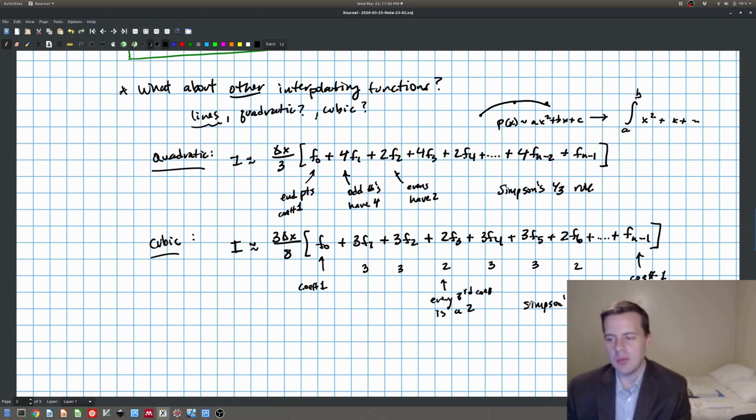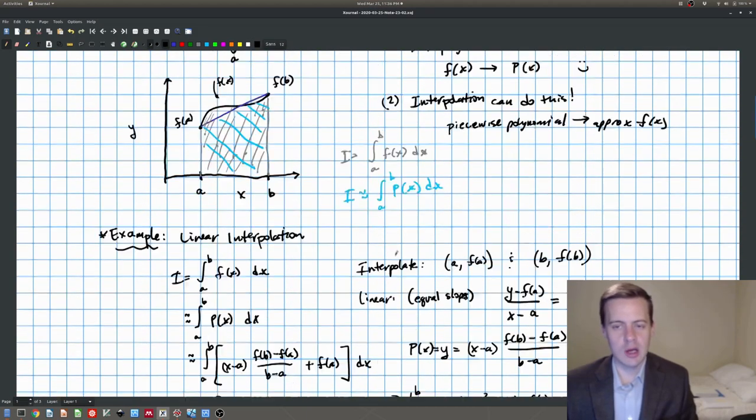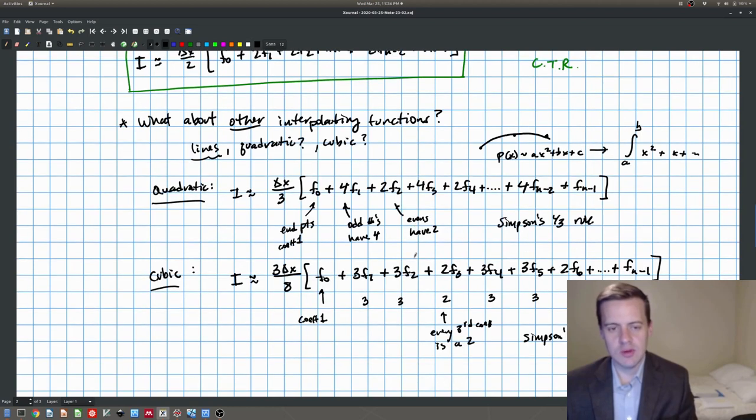It has better accuracy than quadratic, which probably makes sense. So people really like Simpson's 3/8 rule. It gives you pretty good integrals. All right, so there you go. Like I said, it took about a half hour or so to cover that. That is all I'm going to say about Newton-Cotes formulas.